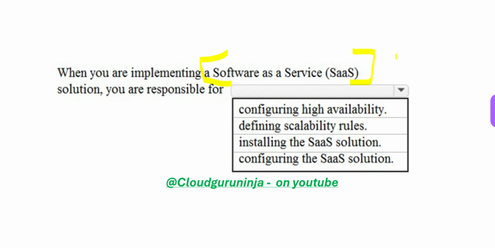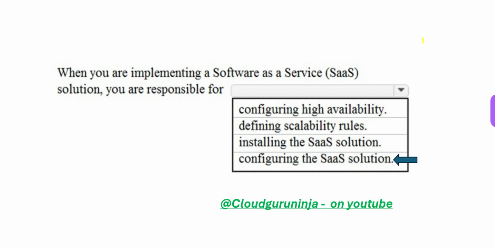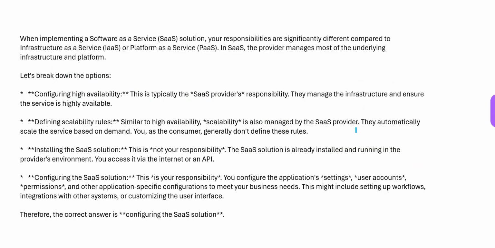Do you install the SaaS solution? Do you configure the SaaS solution? Do you define scalability rules? Do you configure high availability? See, your responsibility is only to configure the SaaS solution. The rest are all Azure cloud responsibilities. So you only have this responsibility. When we say configure, that means you will take care of settings, user accounts, permissions, and any other specific configurations. This might include setting up workflows, integrating with other systems, and so on.